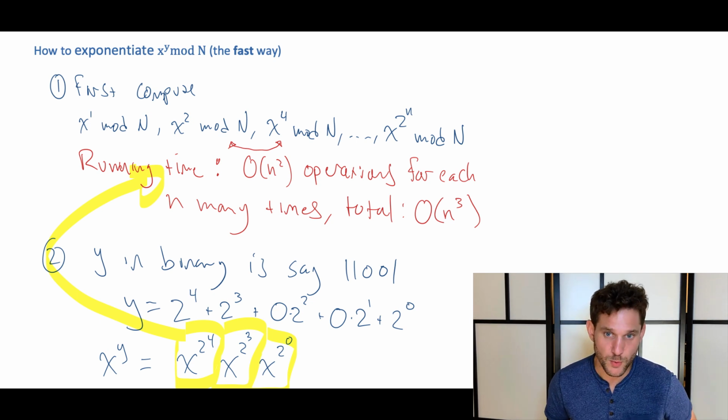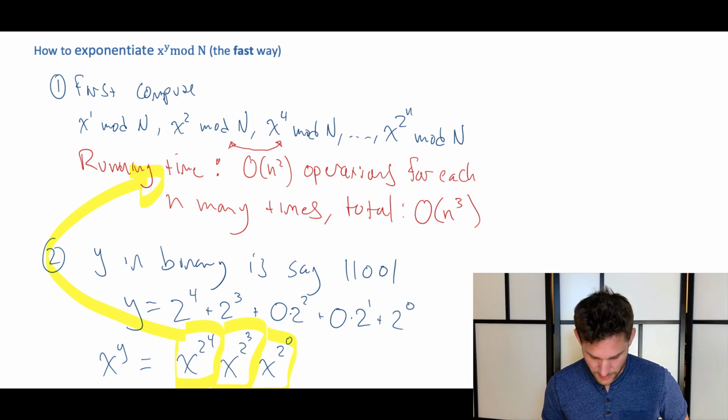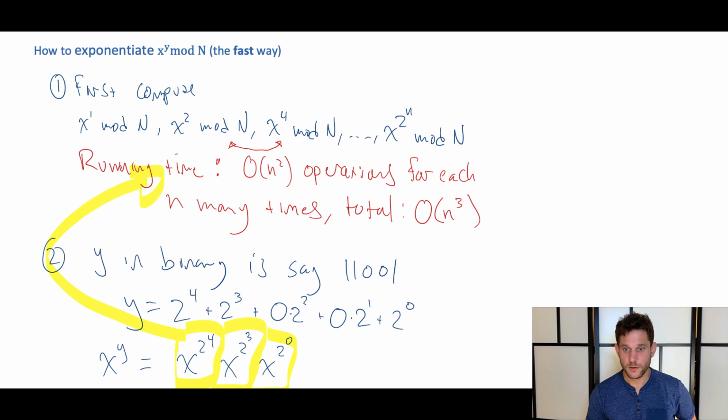We're going to have fewer than n of these terms, right? And multiplying any pair of them together takes on the order of only n squared. We can then take that modulo capital N.